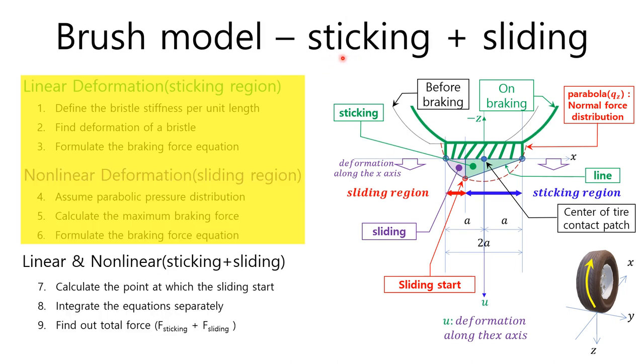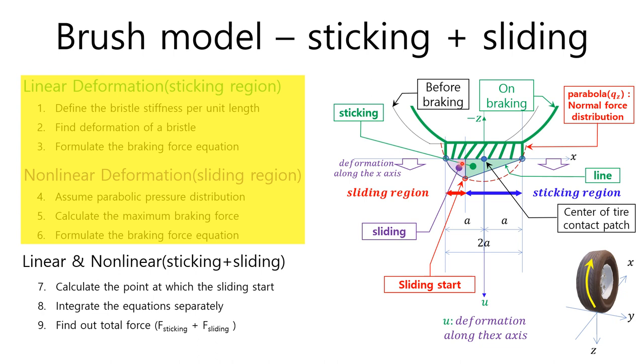The final step is to calculate the total braking force per both sticking and sliding region. We have to calculate the sliding start point at which the sticking region and the sliding region are separated. As shown in this figure, at the sliding start point, the braking force in the sticking region and the braking force in the sliding region coincide with each other. Using this, the x-coordinate of sliding start point can be calculated.